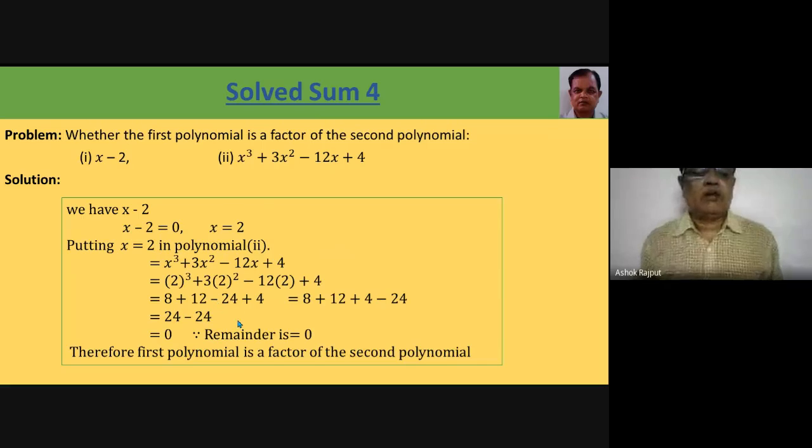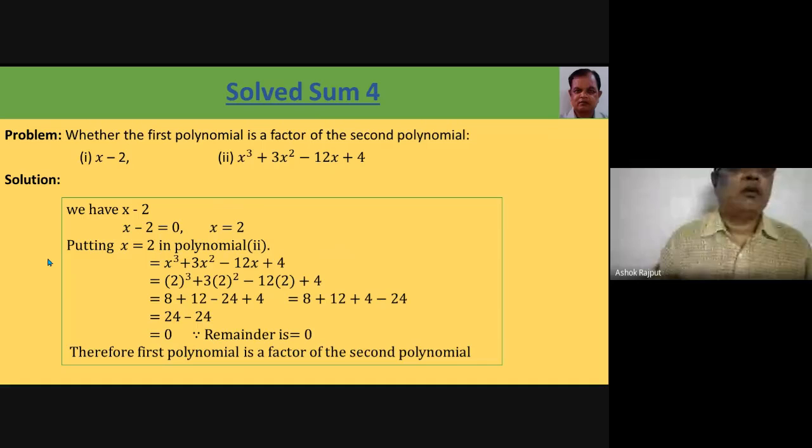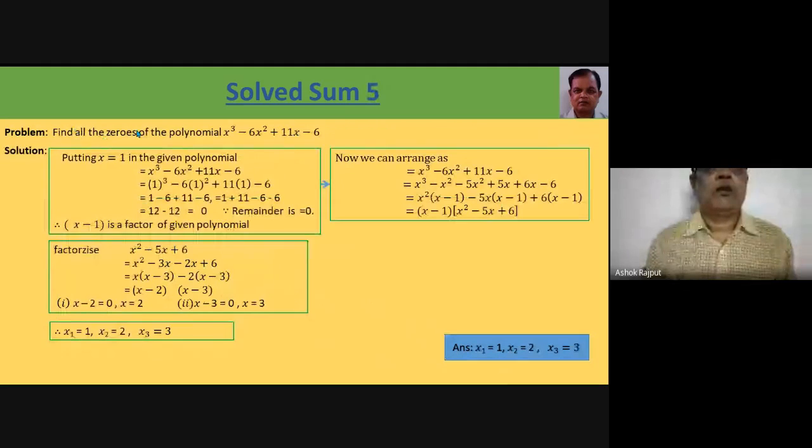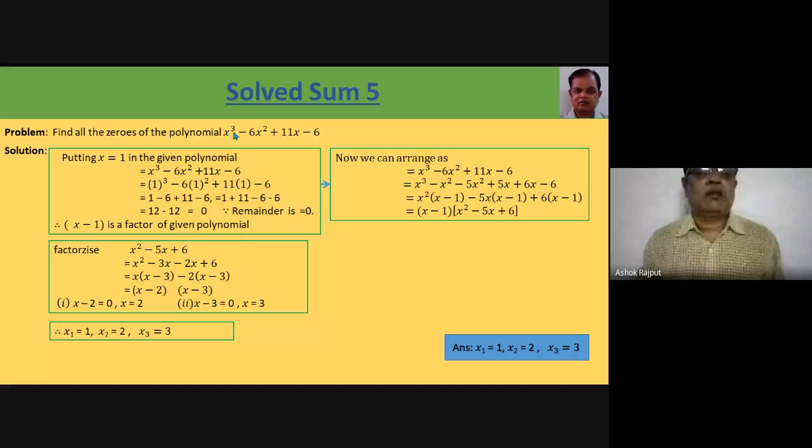If the remainder is not 0, then it is not a factor. If the remainder is 0, then it is a factor. Now we are going to solve the next sum. Find all the zeros of the polynomial x cube minus 6x square plus 11x minus 6. We are seeing here its highest power is 3, so its zeros are 3. According to the degree, if its degree is 5, then its zeros are 5. If its degree is 2, then its zeros are 2. If its degree is 1, then the zero is 1.